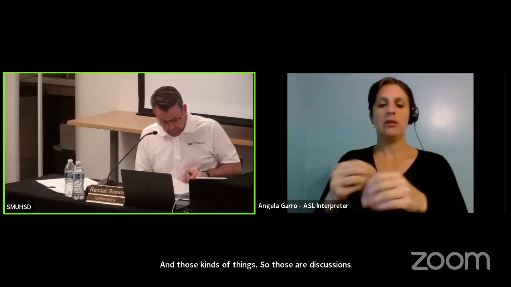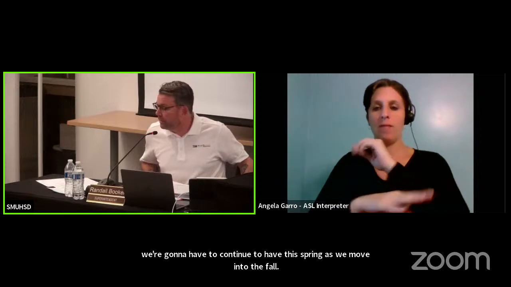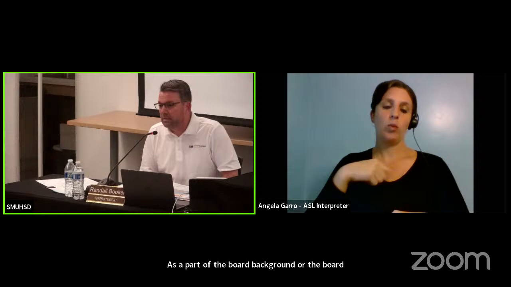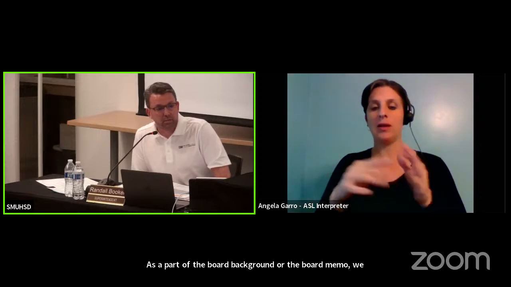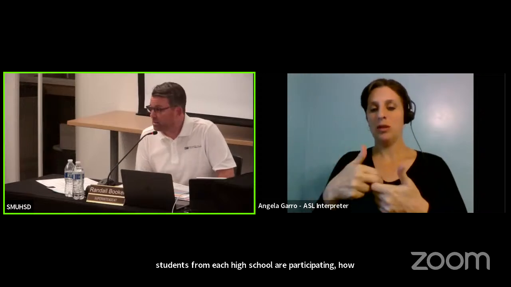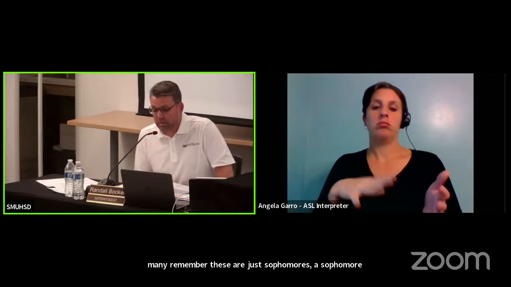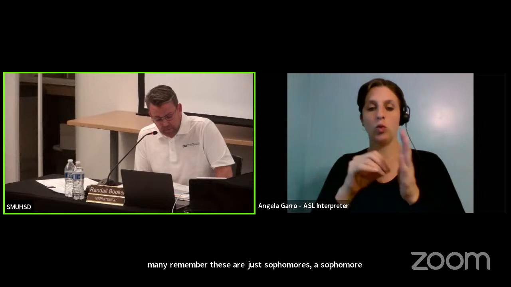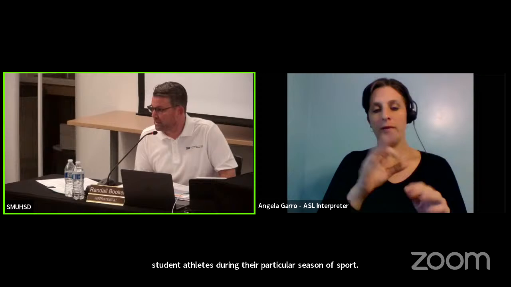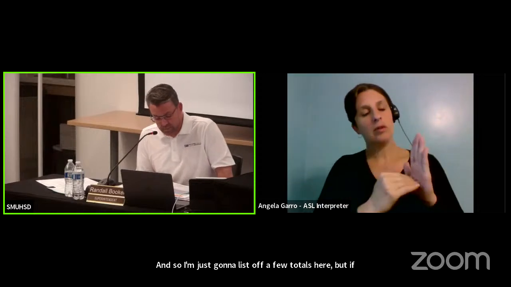As a part of the board memo, we provided a data chart that depicted how many students from each high school are participating. Remember, these are just sophomore student athletes during their particular season of sport. I'm just going to list off a few totals here, but if the board or the community is interested, you can pull up the attachment.